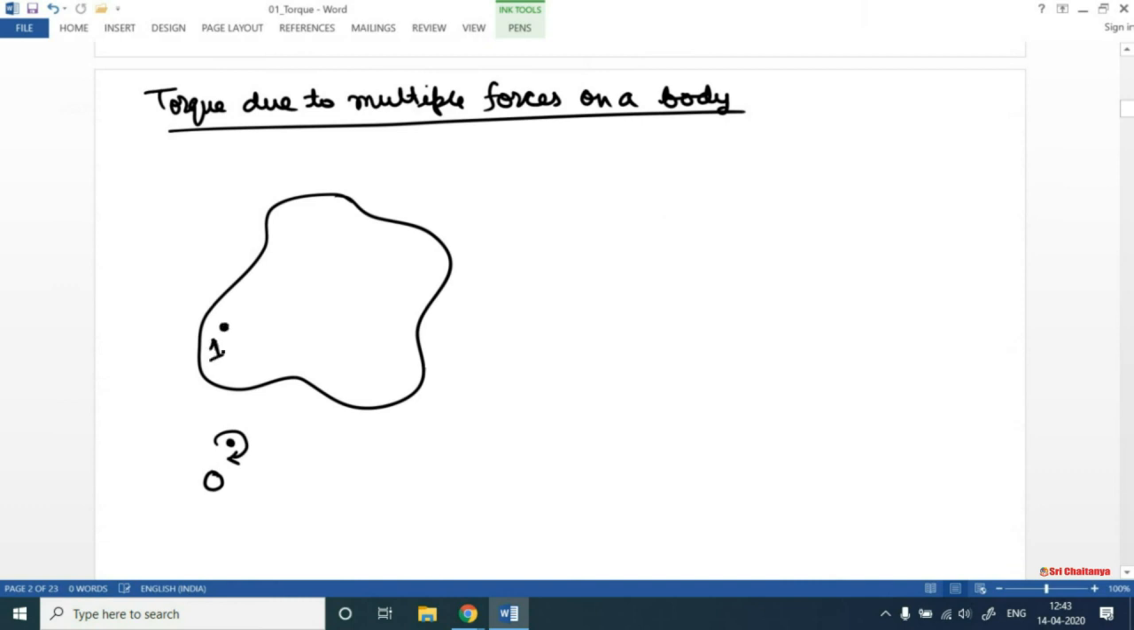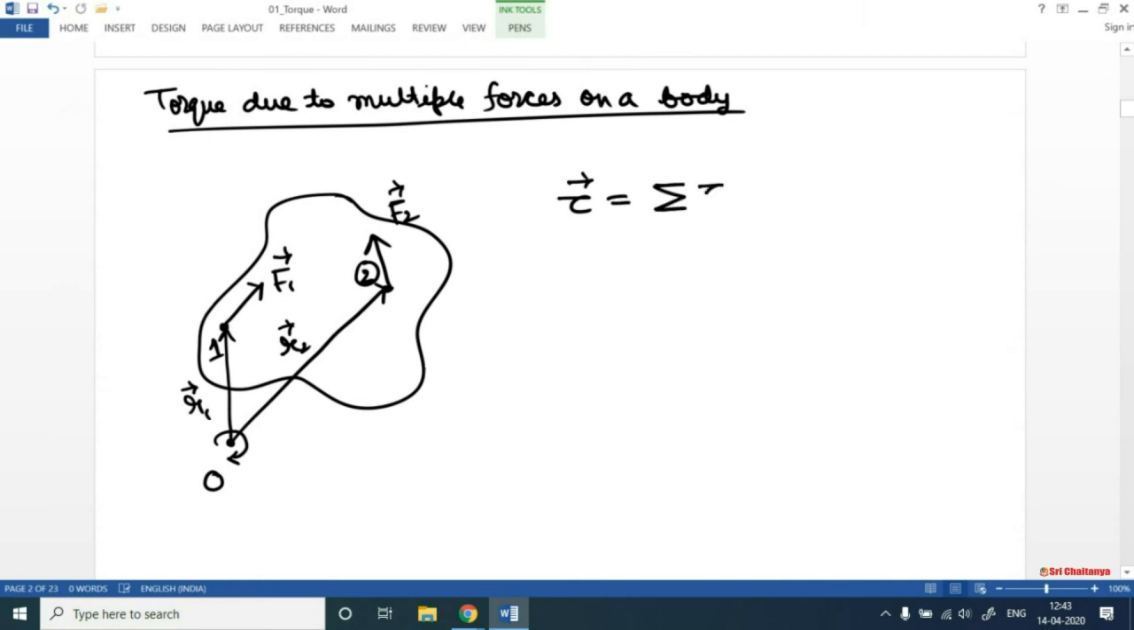So let's say this is point 1, and its position vector with respect to O is r1, and it is experiencing some force f1. This is point 2, so its position vector is r2, and it is experiencing some force f2 over here. Similarly, other forces. Okay, so if we wish to find out the net torque, that would be the vector sum of individual torques due to each and every force. So that can be written as summation of ri cross fi. So this is how we are going to find out the torque.